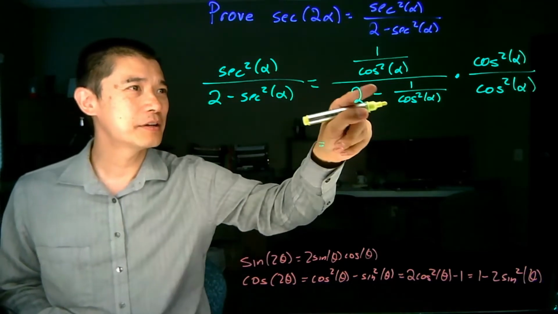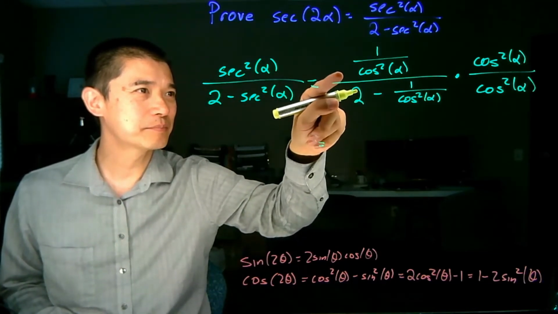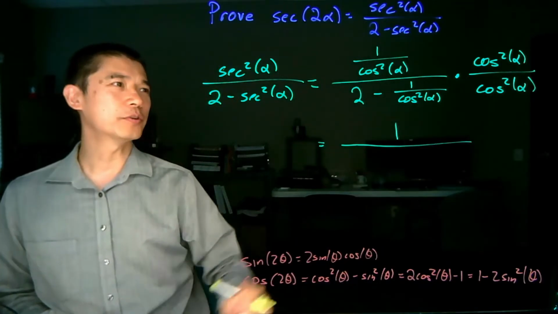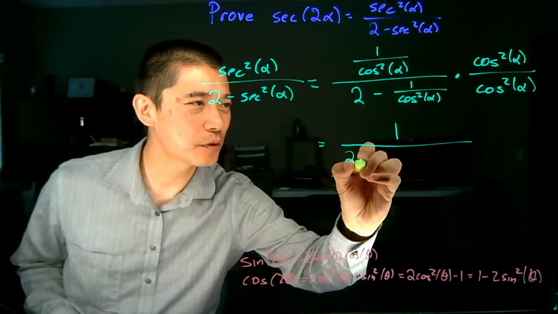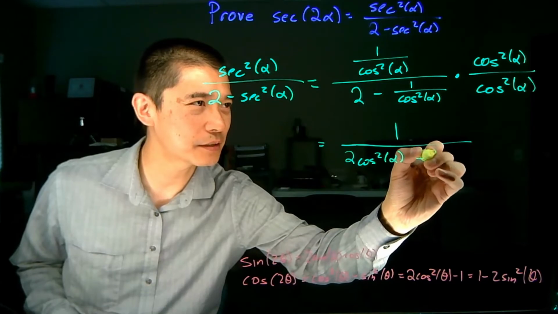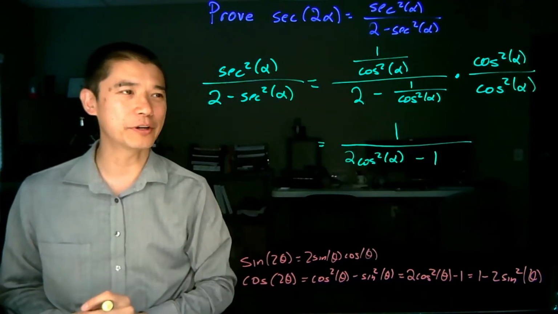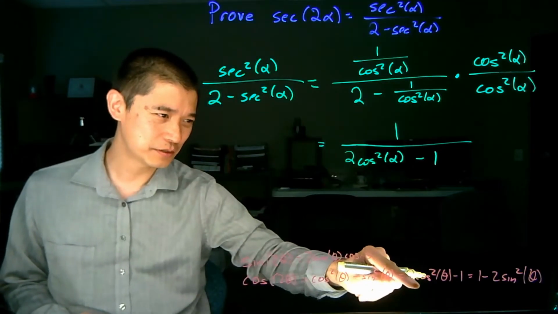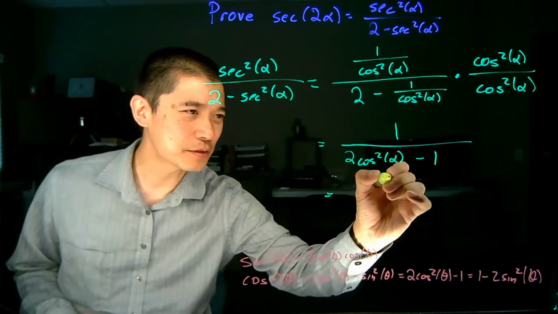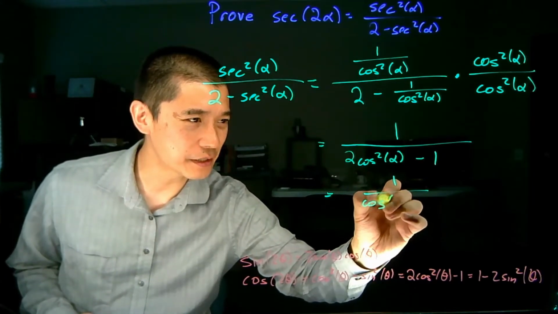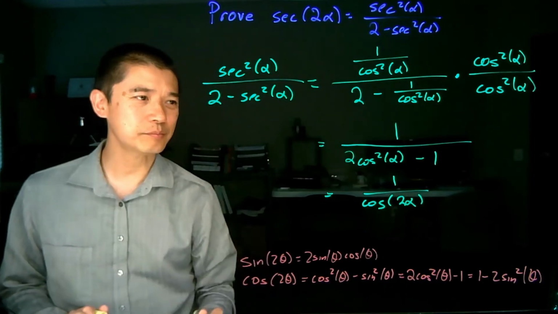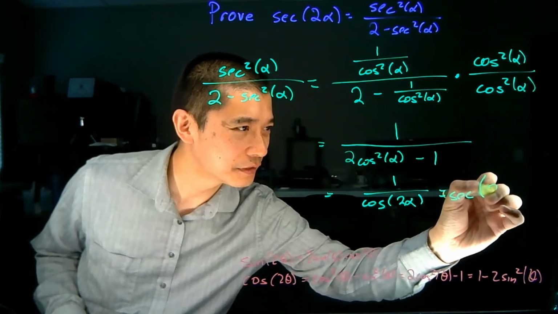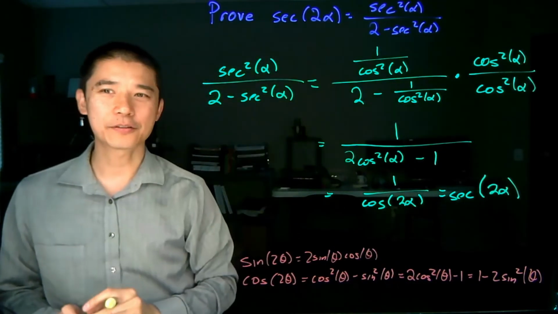So let's see what we have. If we multiply by cosine squared alpha, that cancels out that. So we have just a 1 in the numerator. Over, well, we distribute 2 cosine squared alpha minus 1. And the cancellation happens just like it did in the numerator. And now things are starting to look familiar. 2 cosine squared alpha minus 1. So this is 1 over cosine of 2 alpha. And once we recognize this as a secant function, we are done. We've made it to the other side of the equation.